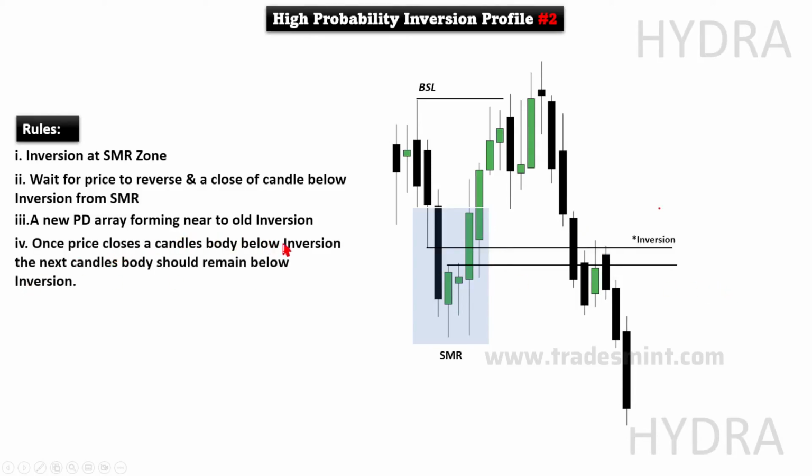Once price closes a candle's body below the inversion, the next candle body should remain below the inversion. So once price closes this candle's body below the inversion, each and every candle that opens next should remain below the inversion.